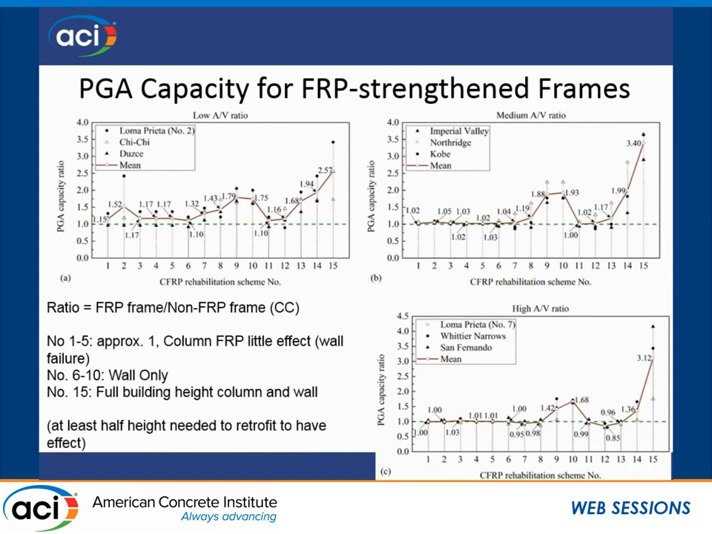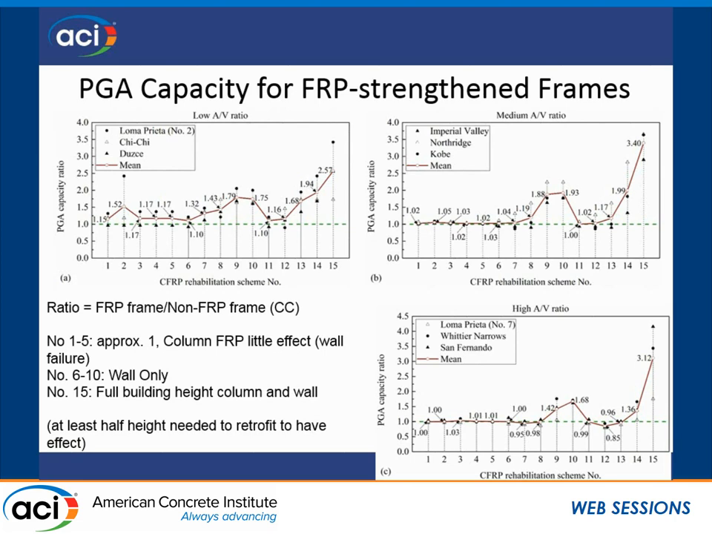Okay, there's a bit of information here. But this is now looking at the effect of FRP strengthening on these frames. So we've plotted the peak ground acceleration ratio here versus the CFRP strengthening scheme. So there were 15 schemes we were looking at, if you remember. Schemes 1 to 5 were for column strengthening only, 6 to 10 were for wall strengthening only, and 11 to 15 were for column and walls. And some of the earthquakes have been plotted on for each of the strengthening schemes.